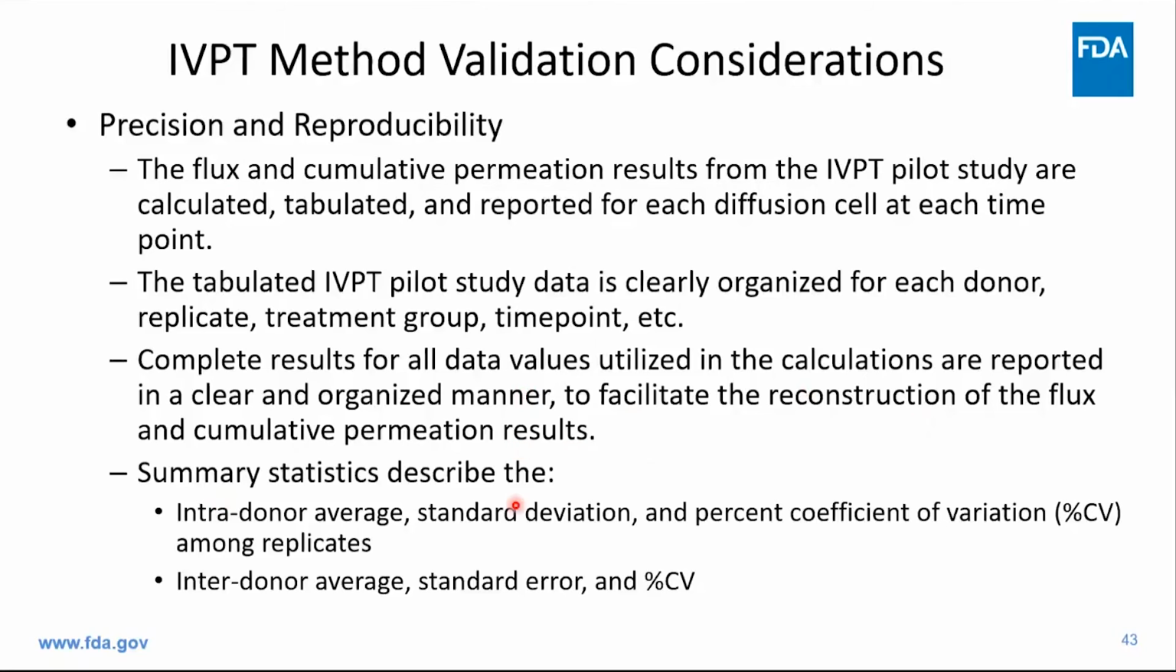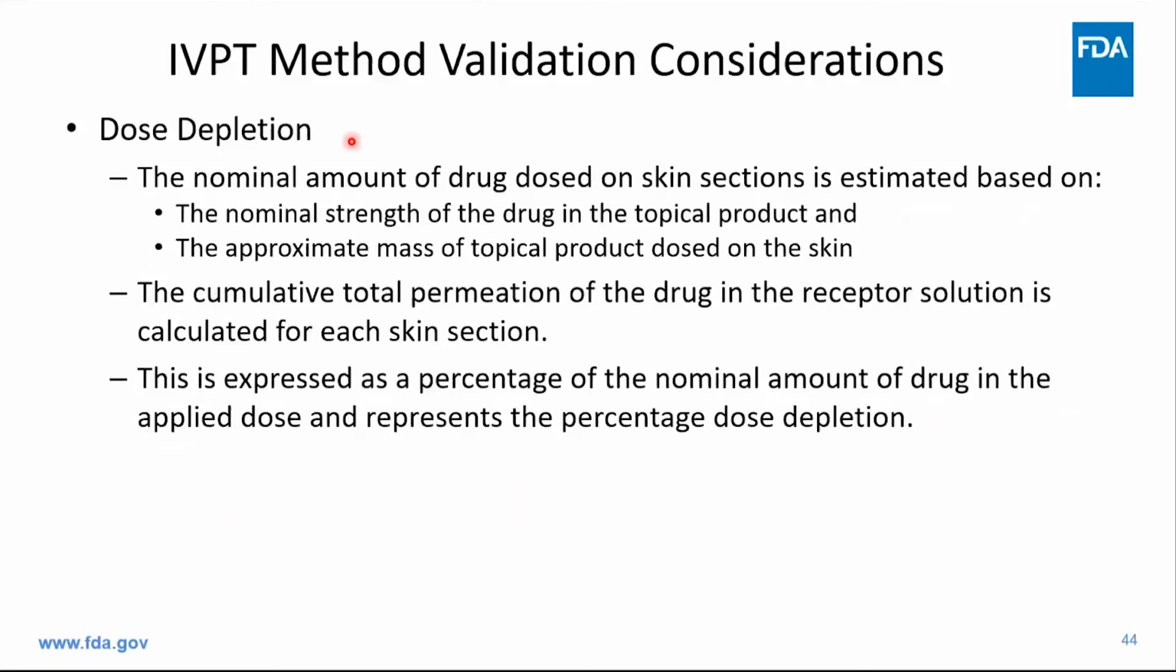And then summary statistics are typically provided here in terms of intra-donor averages, standard deviation, and percent CV, as well as inter-donor averages and the standard error of the means, as well as the percent CV across donors. It's good to also just be aware of what the dose depletion is, but this is not requiring a large study to make it happen.